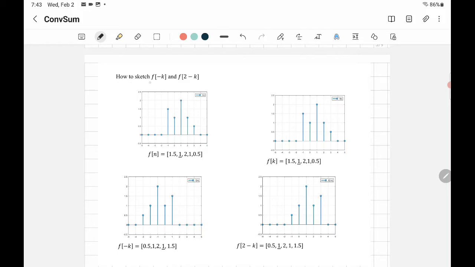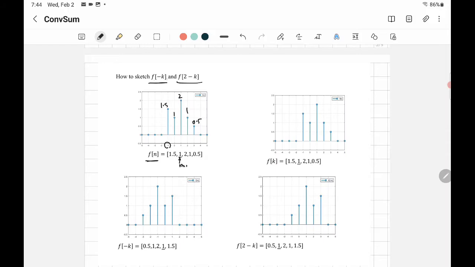That's the question: how to sketch f of minus k and f of 2 minus k. Given first f of n, a discrete time signal, and it's given 1.5, 1, 2, 1.5. Let's see: this 1.5 is at n equal -1, because the underline at 1 means that's when n equals 0. And then you have 1, then 2, then 1.5. That's the signal f of n.